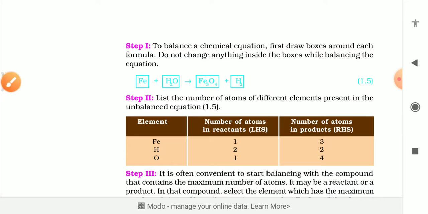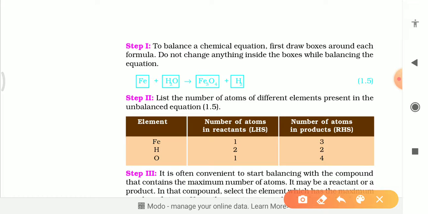Now see here, to balance the chemical equation, first draw boxes around each formula. Do not change anything inside the boxes while balancing the equation. The first rule to balance the equation is that you can't change the formula of any compound. You don't do anything in the formulas.